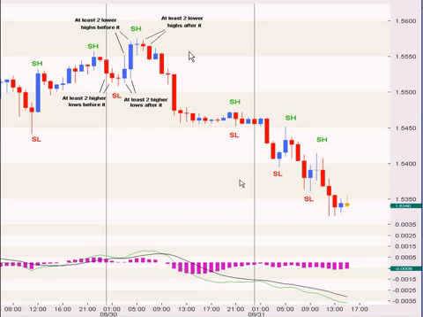A swing low is just the opposite. It's any point on the chart that has at least two higher lows before it and two higher lows after it. So here's a swing low. See how it's got at least two higher lows before it and at least two higher lows after it. That's a swing low. See?